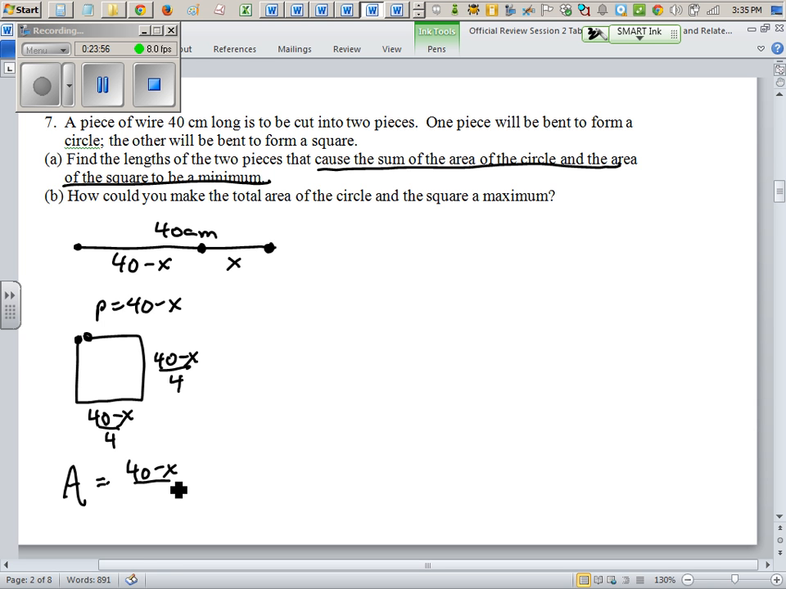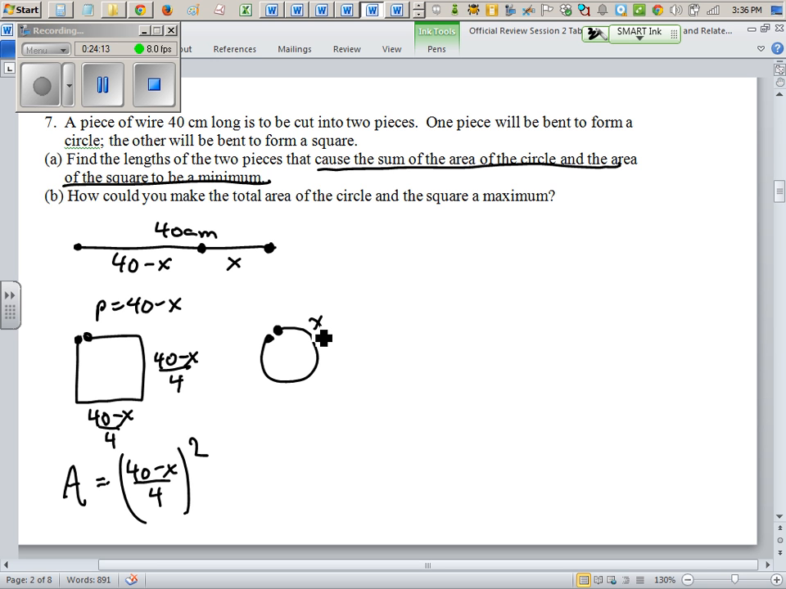40 minus x over 4 times what? 40 minus x over 4. So this is our area, correct? All right, let's look at the other piece of wire. We bent that thing into a circle.